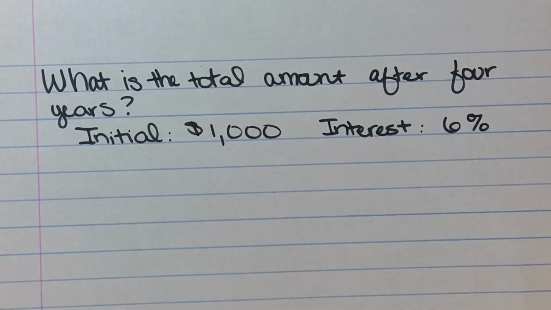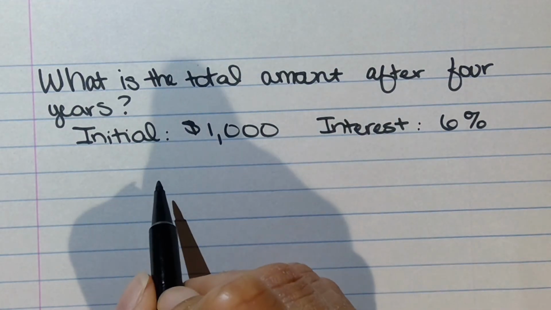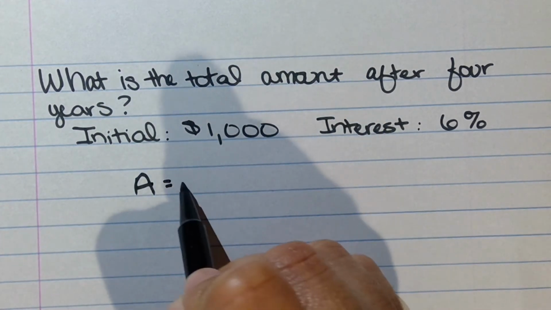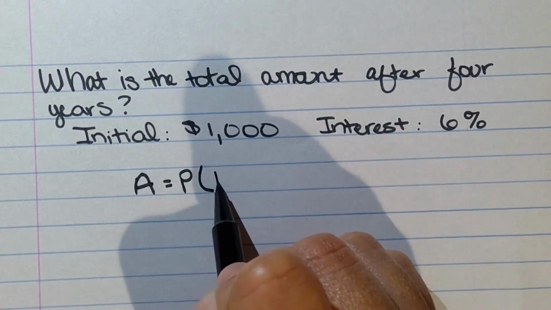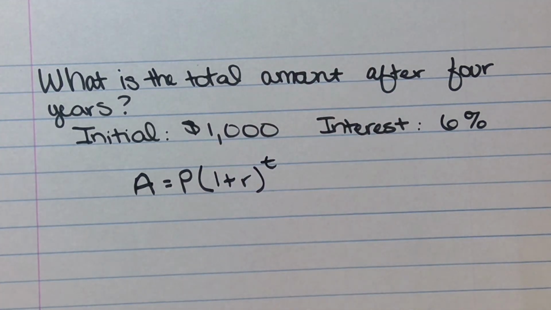So let's try this on your own. So what is the total amount after 4 years? If you're given an initial amount of $1,000 with an interest rate of 6%, how much will you have after 4 years? Go ahead and try to complete this one on your own. And I know you wrote it down in your notes, but I'll write it again. The formula is A equals P times 1 plus R to the T.